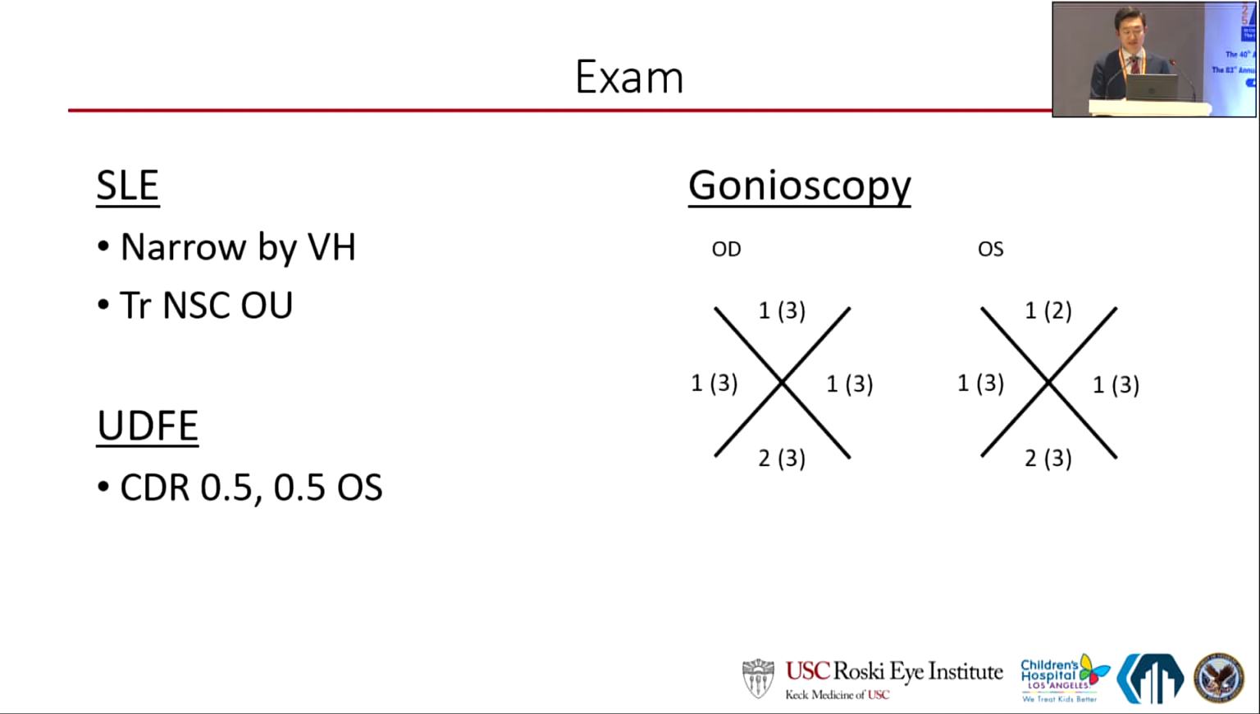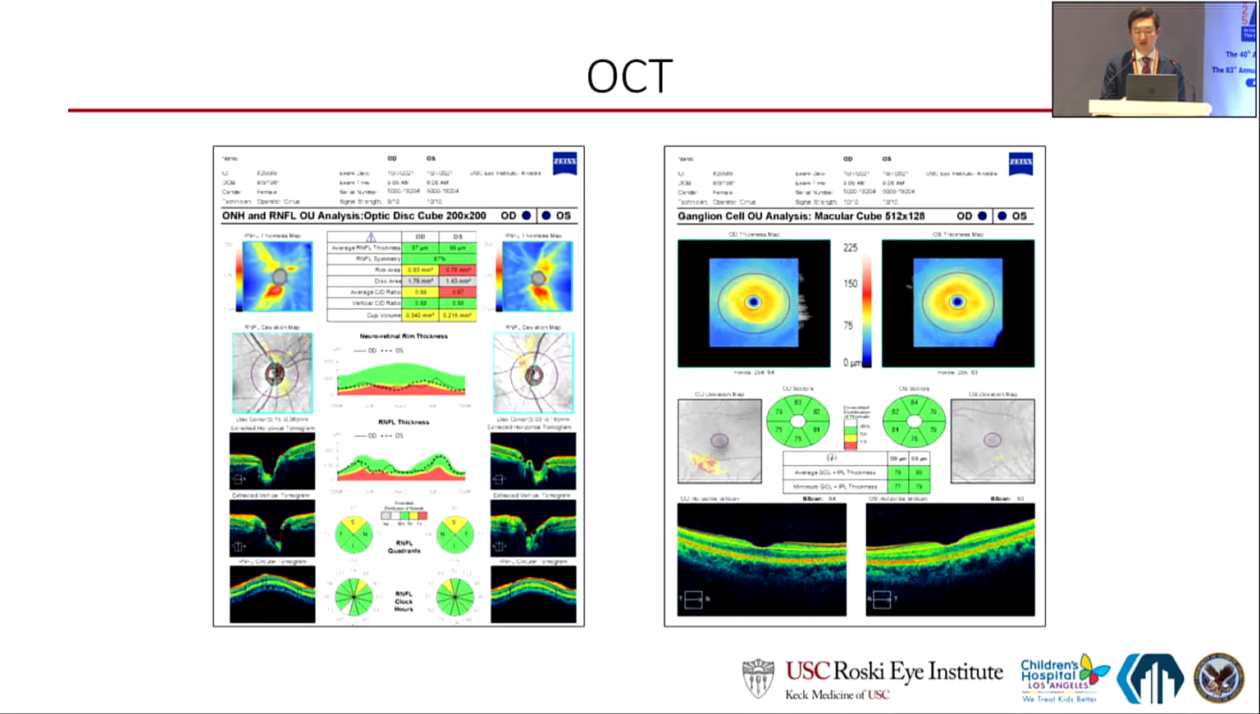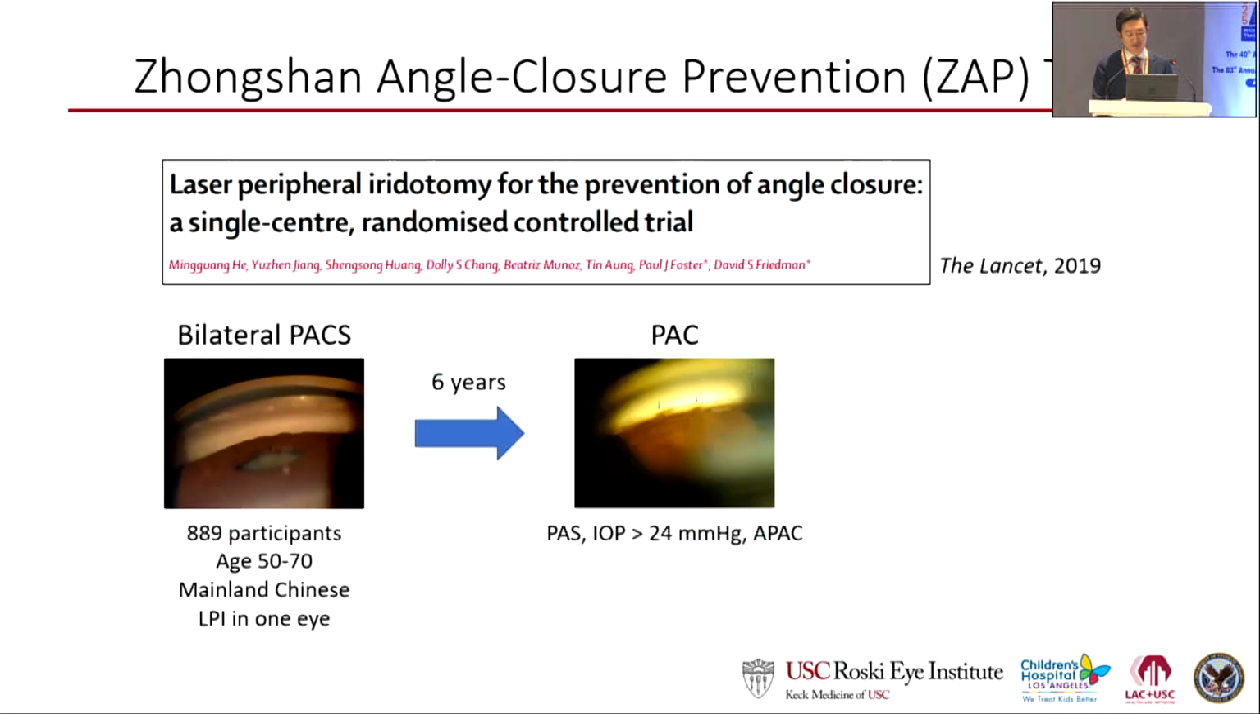On slit lamp exam, she's narrow by Van Herick, and has a trace NSC in both eyes. On gonioscopy, we cannot visualize pigmented trabecular meshwork in 3 of the 4 quadrants, but they do open on indentation to scleral spur in both eyes. And on undilated exam, she has a cup to disc ratio of 0.5 in both eyes. She has a reliable and full field in both eyes, and on OCT, there are no focal areas of thinning that might be suggestive of glaucoma in either eye.